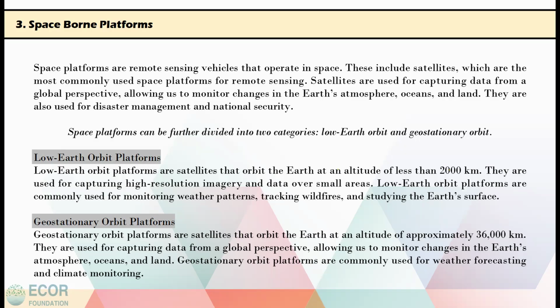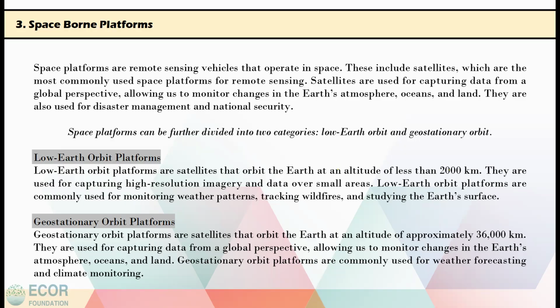So these platforms are vital for weather forecasting, climate studies, disaster management, and national security. There are two types actually in this. First one is low Earth orbit. These satellites are below 2,000-kilometer altitude. They use high resolution imaging and tracking of changes like wildfires, forest fires, and weather patterns, etc.